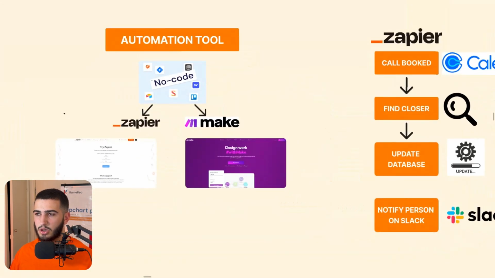For this, we're going to use automation tools. Now the two main ones are Zapier and Make. I say this quite a lot, but I always recommend you try out both of them and see which one you prefer. There's a kind of massive discussion of which one's best. In my opinion, it's up to preference.